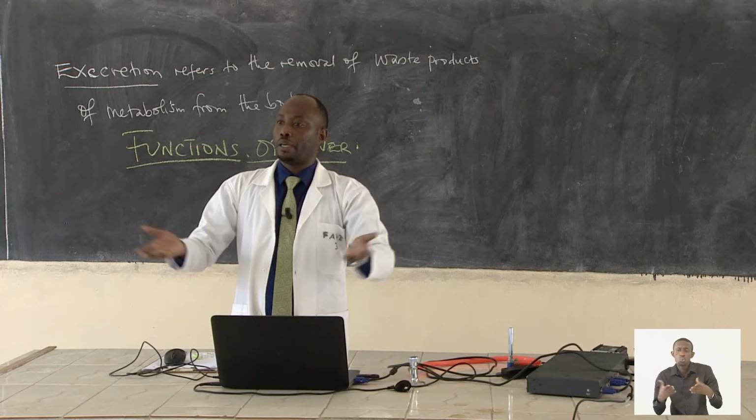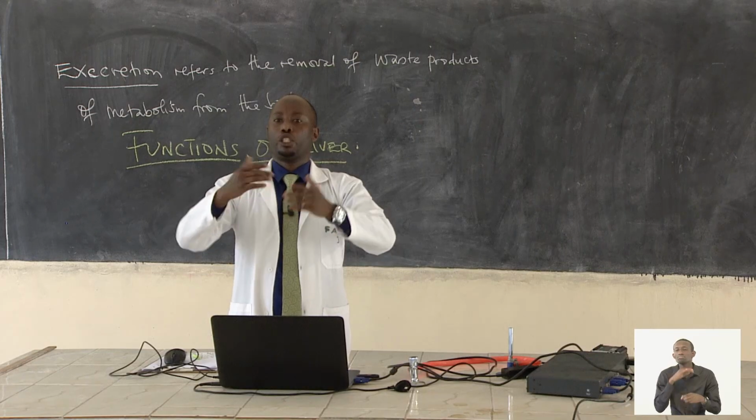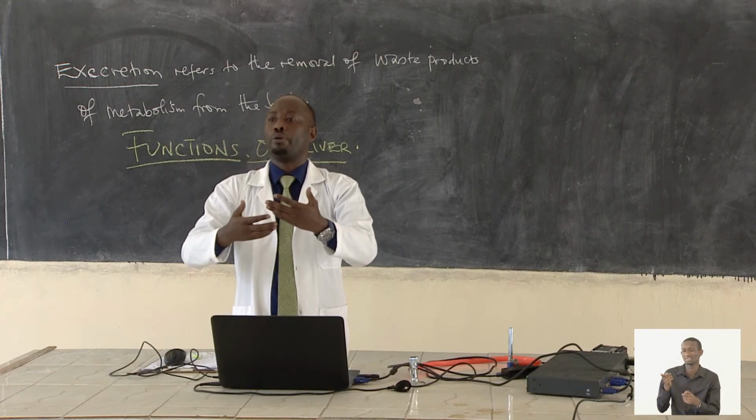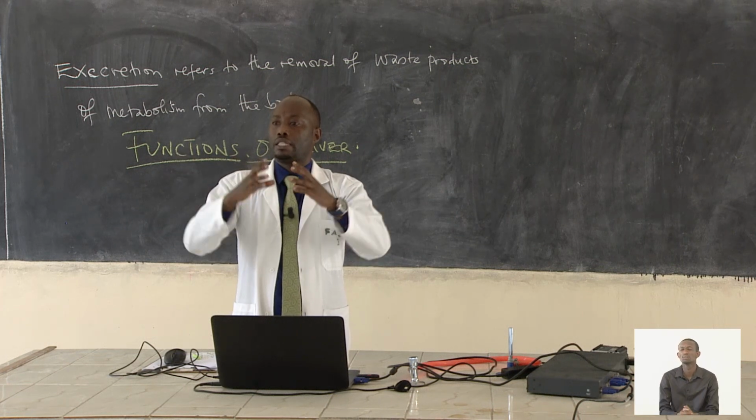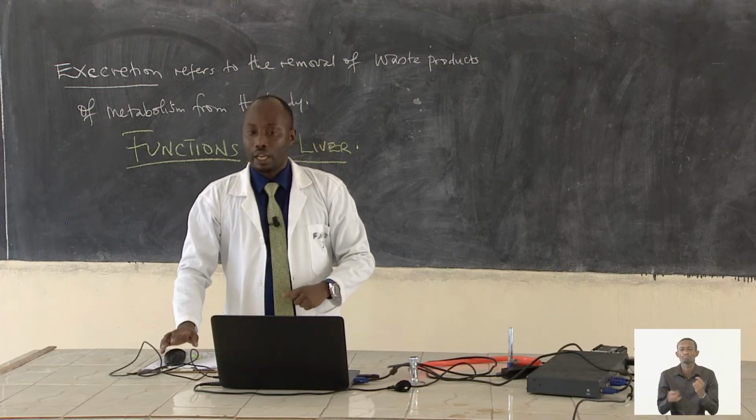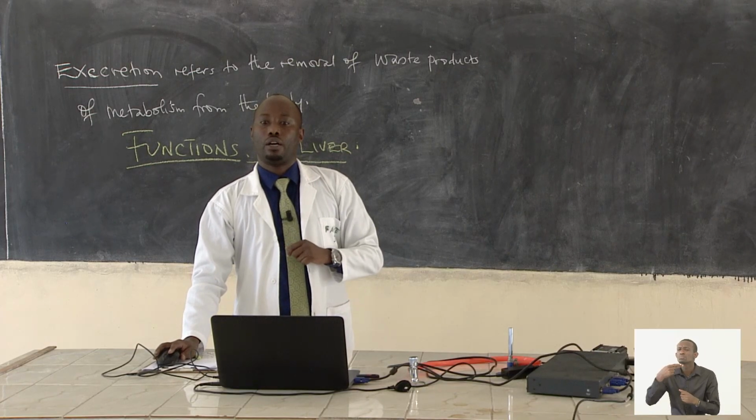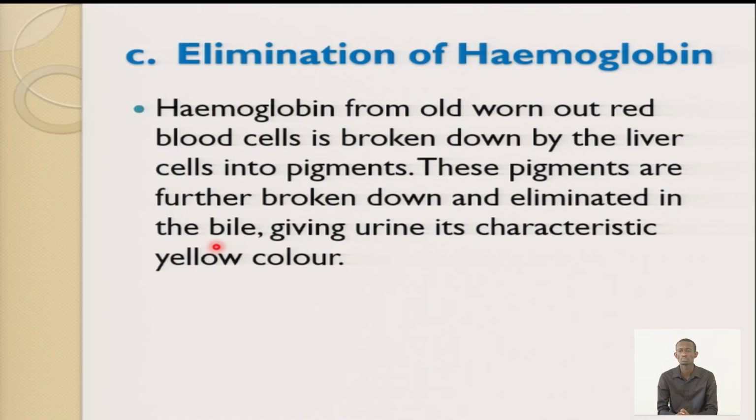Take an example, like bile pigments are going to be passed through the feces as waste products, okay? So elimination of these, breaking down of these worn out hemoglobin or these red blood cells that are no longer functioning as a result of aging, is also done by the liver. So these pigments are further broken down and eliminated in the form of bile pigments, which is going to be passed through as a waste product, giving urine its characteristic yellow color.